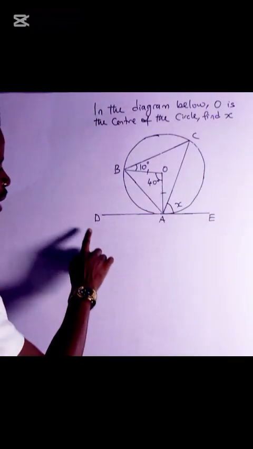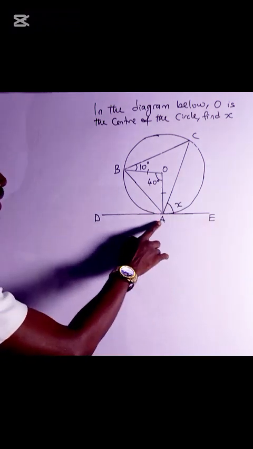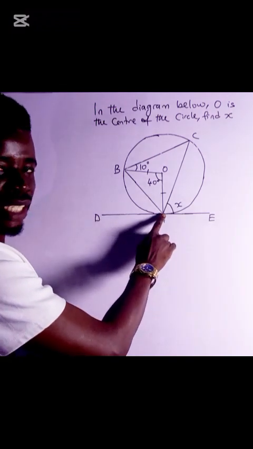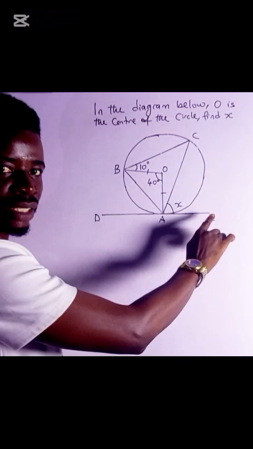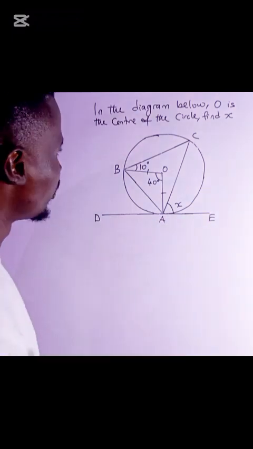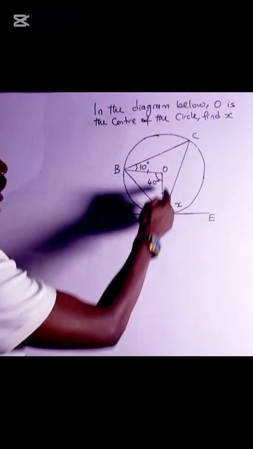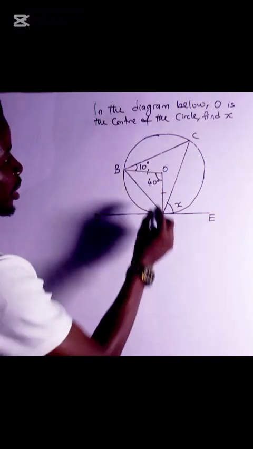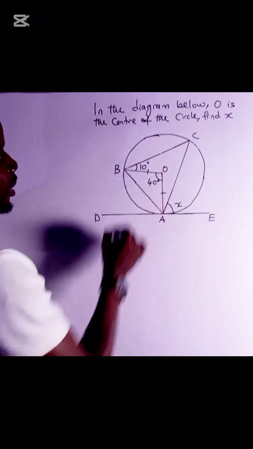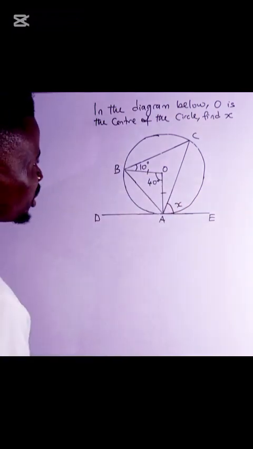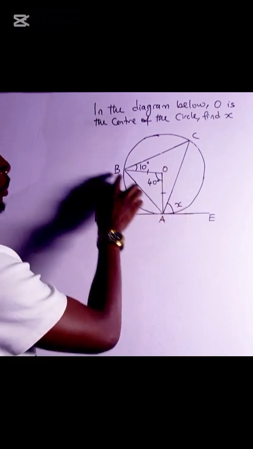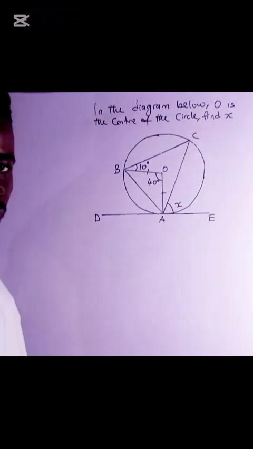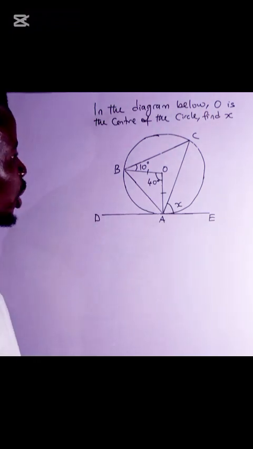Now we can see that we have a tangent DE meeting the circle at A. Remember, I said a tangent is a line that touches the circle at a point. It doesn't intersect the circle, it touches the circle. Now, we also have line OA and line OB to be equal with this demarcation or this sign. It means that these two lines are equal. So what does it mean? It means that triangle OAB or triangle OBA is an isosceles triangle. Is that okay? It's an isosceles triangle.